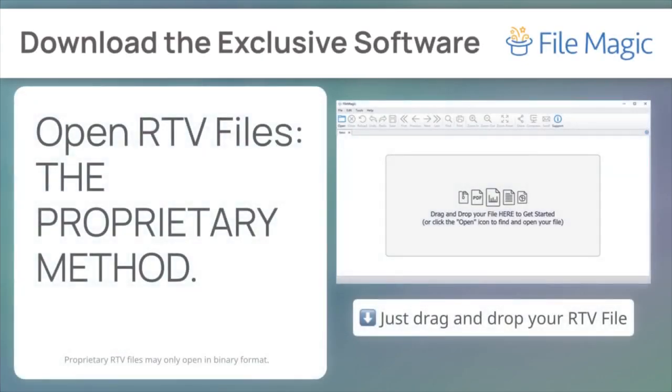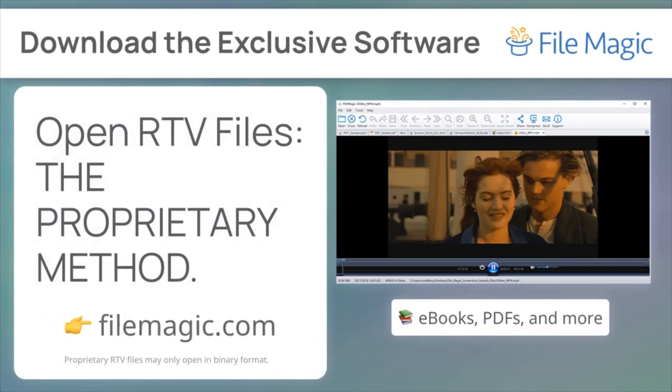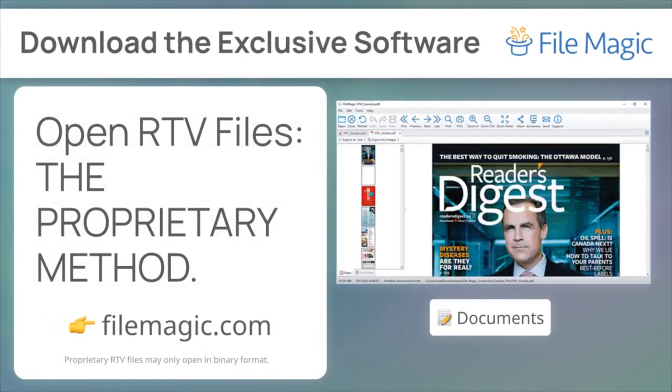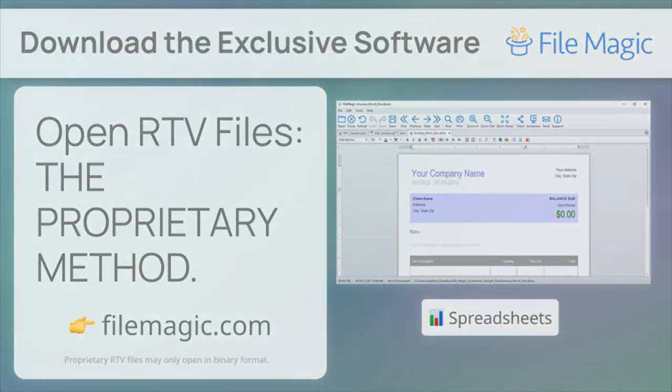Since we tried everything on the format, it's time for the professional fix. FileMagick is your best bet for files that are unreadable by Windows or standard open source programs. You can find it at filemagick.com. That was the final fix.